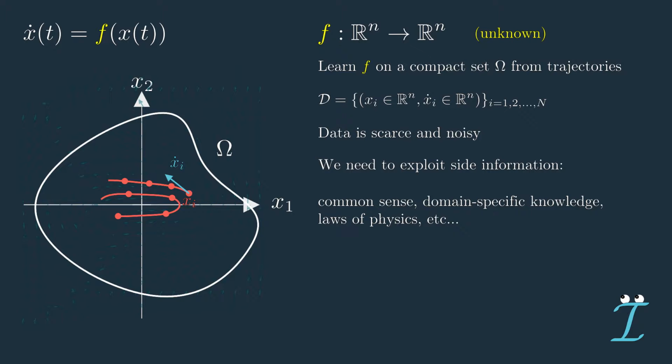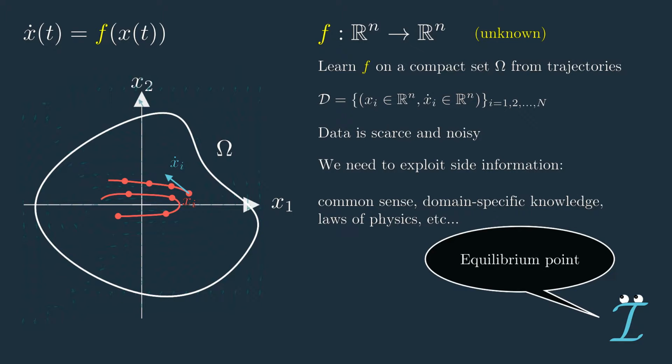Side information could be, for example, the knowledge that my system has an equilibrium point somewhere. It could be that I know of some set that is invariant with respect to my dynamical system. There are trajectories that start inside this set and stay in this set forever. It could be the knowledge of two sets A and B, such that trajectories starting from A always reach B or never reach B. It could be that I know the sign of the time derivatives of the state variables on some regions of the space, or it could be that I know that some components of my vector field are monotone on some regions of the space.